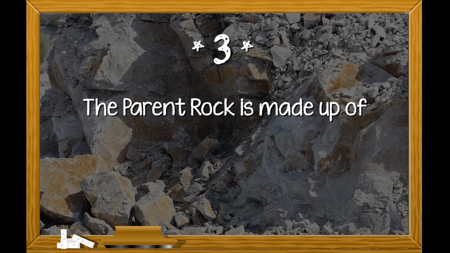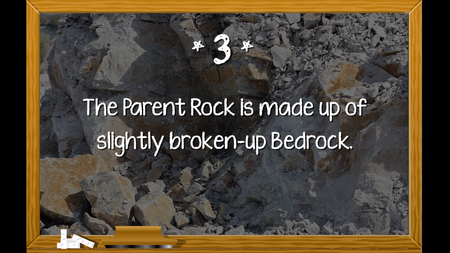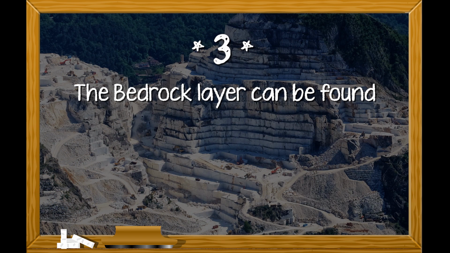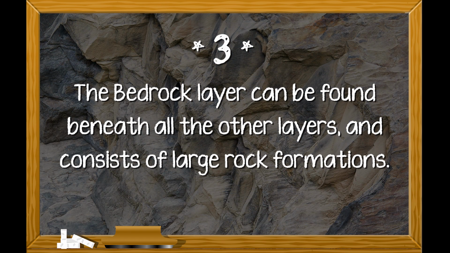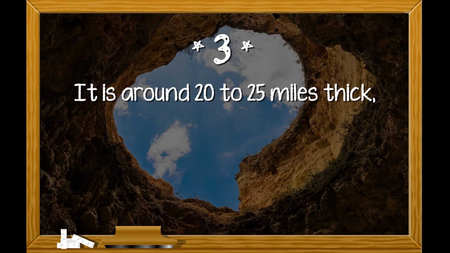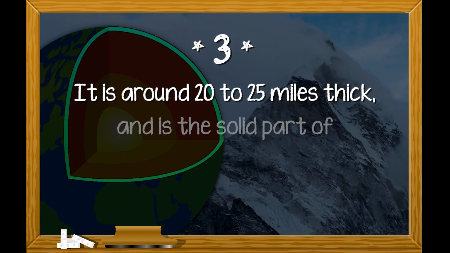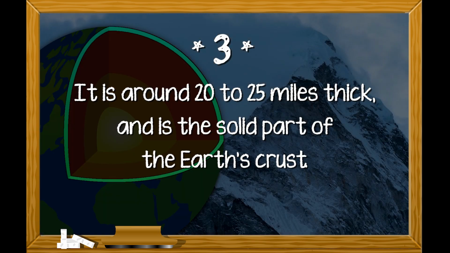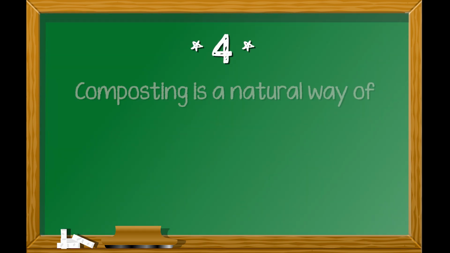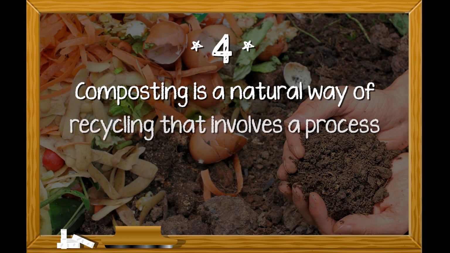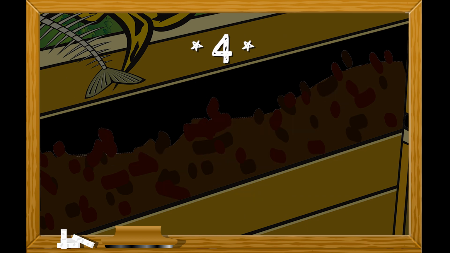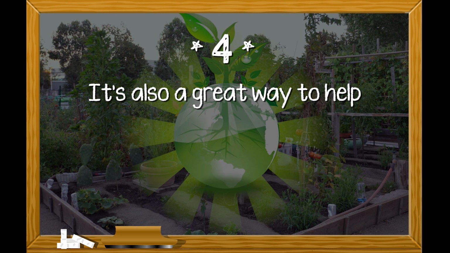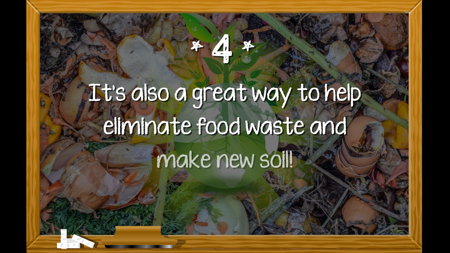The parent rock is made up of slightly broken up bedrock. The bedrock layer can be found beneath all the other layers and consists of large rock formations. It is around 20 to 25 miles thick and is a solid part of the Earth's crust. Fourth, composting is a natural way of recycling that involves a process in which organic matter breaks down into soil. It's also a great way to help eliminate food waste and make new soil.